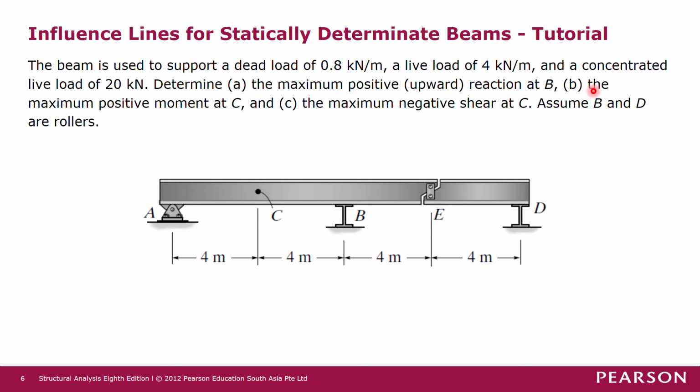The second question is to determine the maximum positive moment at C. And then the third question is to determine the maximum negative shear at C. Okay? So now we can make use of the influence lines we have drawn previously. So let's look at the maximum positive reaction at B.